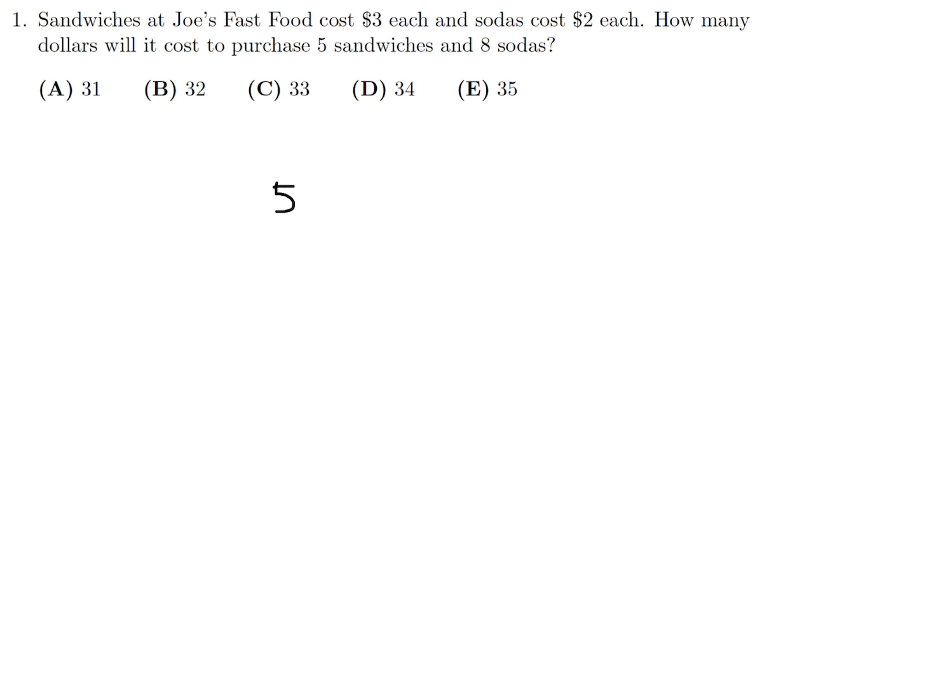So 5 sandwiches at $3 each plus 8 sodas at $2 each, and that is 15 plus 16, and that is 31. So therefore, number 1, the answer is A.